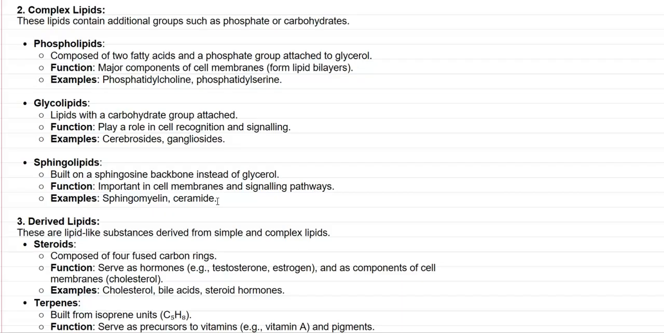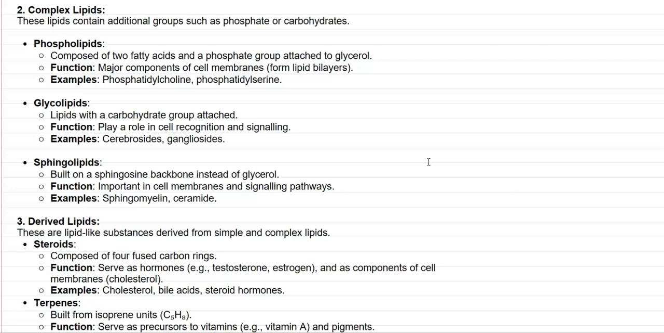The major function of phospholipids is to act as components of the cell membrane that forms the lipid bilayer of the cell. Examples of phospholipids include phosphatidylcholine and phosphatidylserine. The next group is the glycolipids. The name itself says that certain carbohydrate groups have been attached to the lipids, and they play a functional role especially in cell recognition as well as cell signaling. Examples of glycolipids include cerebrosides and gangliosides.